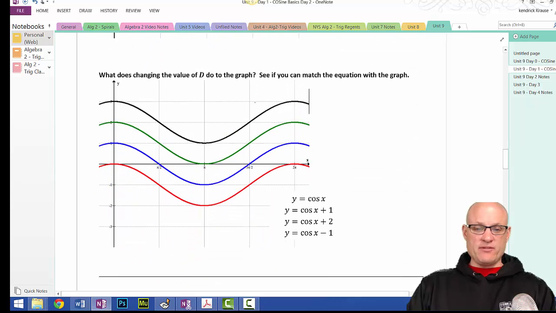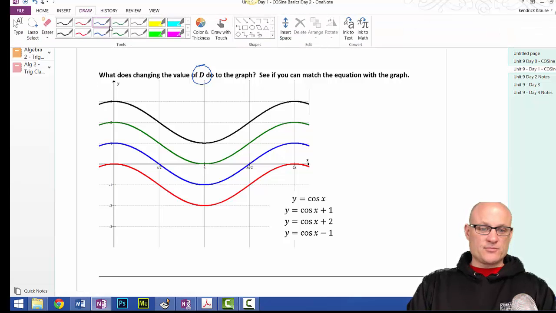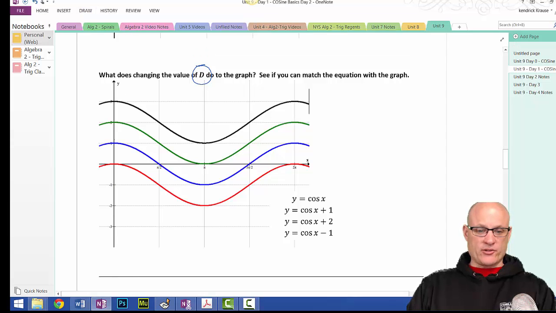D value. D value, again, is my midline. Let me do it in green. So if I'm looking at this green one, here's the max. Here's the minimum. That means the midline has to go right down the middle of this. So that's the midline for the green one. That's a +1. So this has to be the green one.